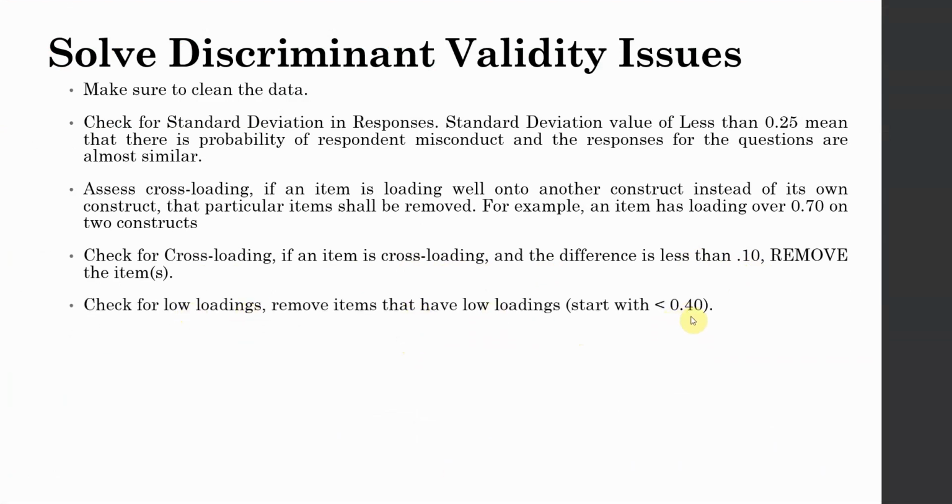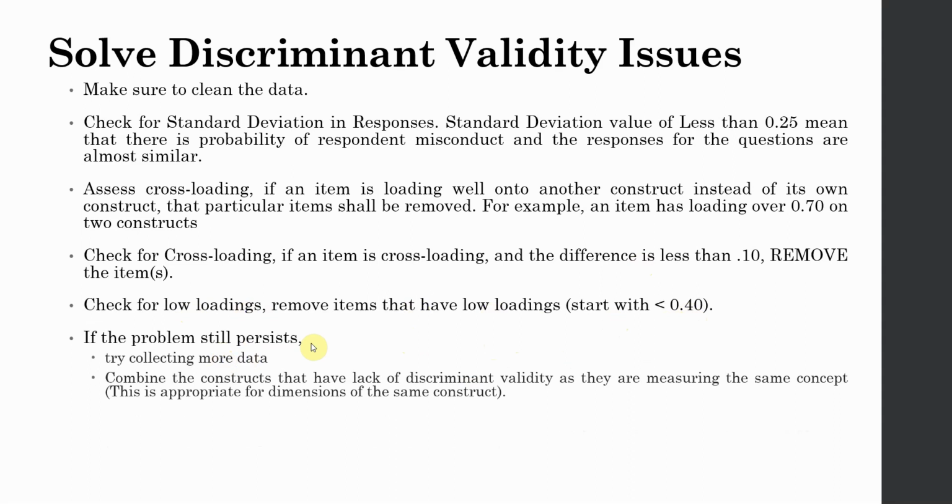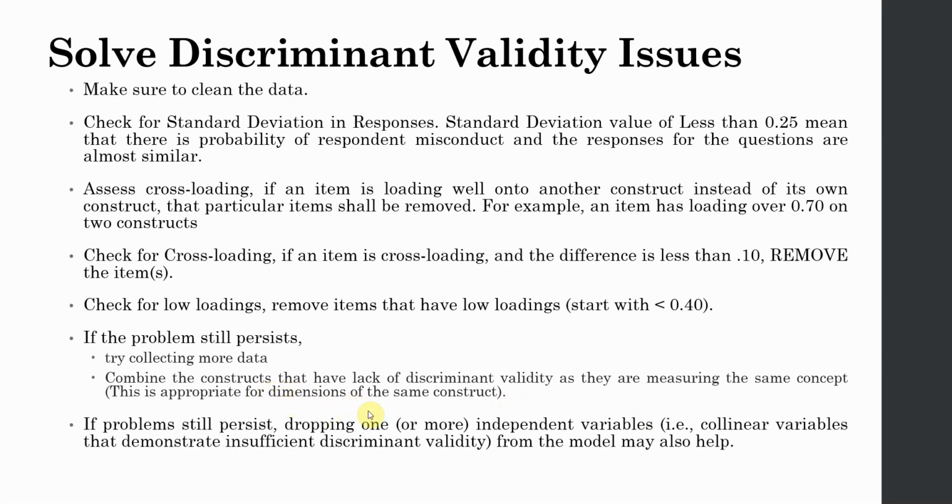If the loadings are less than 0.40, then obviously there could be issues. Now if the problem persists, try collecting more data. Or if there is very high correlation, that is, the HTMT ratio is very high or the shared variance is very high, we do not have any other option but to combine those two constructs. This is primarily appropriate for constructs that have multiple dimensions, and those dimensions are for the same construct. If the problem still persists, dropping one or more independent variables, that is, collinear variables that demonstrate insufficient discriminant validity, from the model may help.